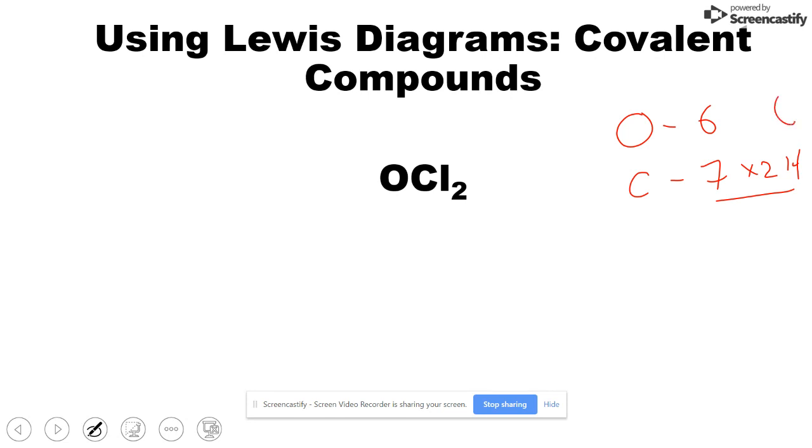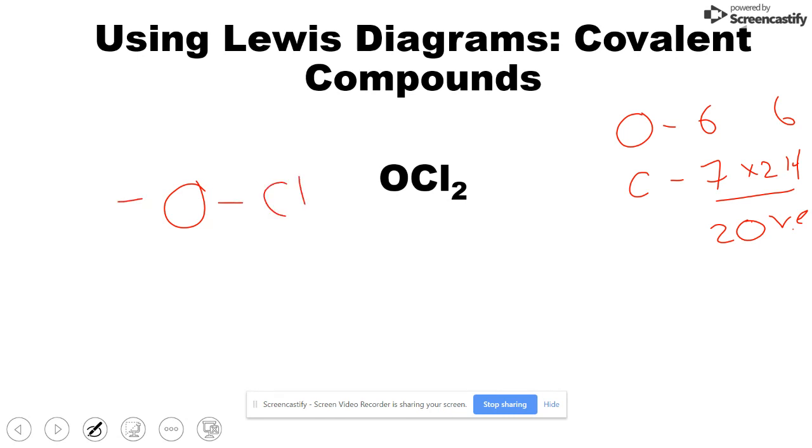14 here and 6 here, so I'm pretty bad at math, but I think that's 20 total. 14 plus 6 is 20 total valence electrons. Just like before, I'm going to find my central atom. In this case, it's oxygen. I'm going to put my single bonds to my other elements.